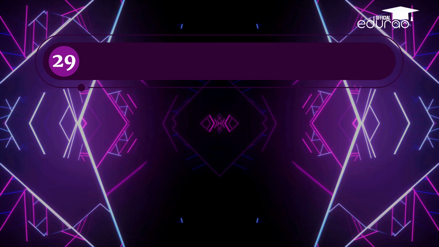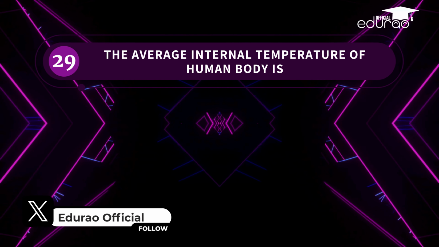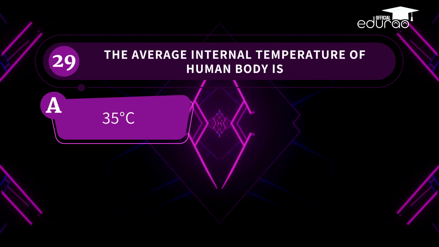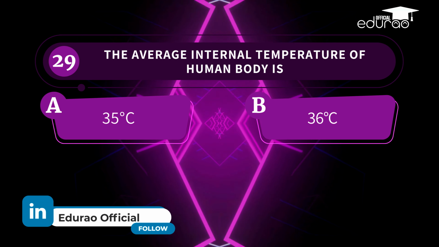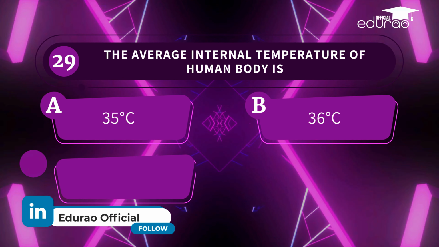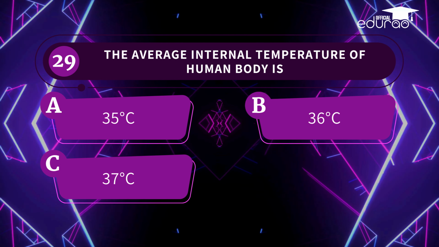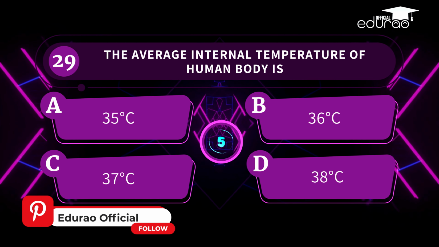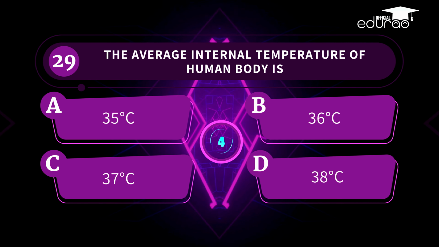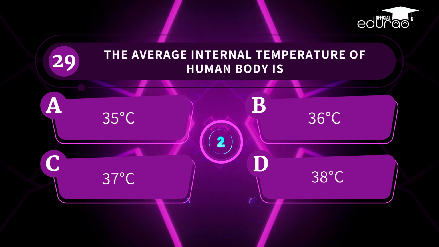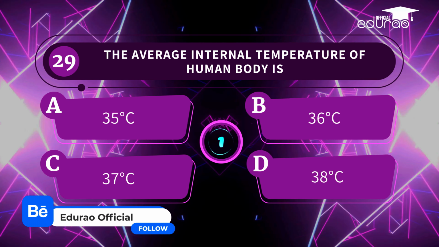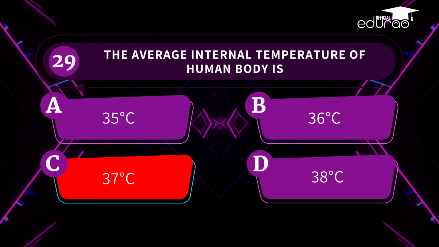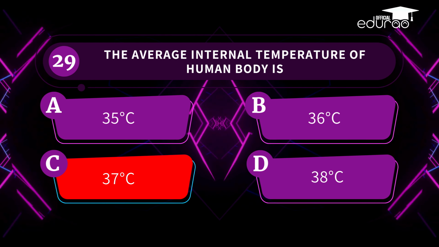Question 29. The average internal temperature of human body is A. 35 degrees Celsius. B. 36 degrees Celsius. C. 37 degrees Celsius. D. 38 degrees Celsius. You've hit the right one. The correct answer is 37 degrees Celsius.